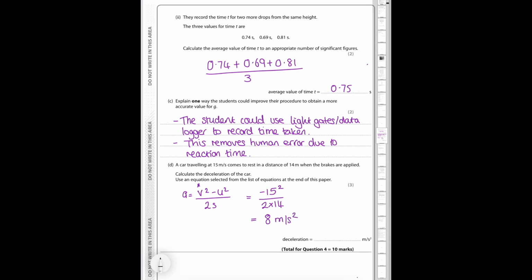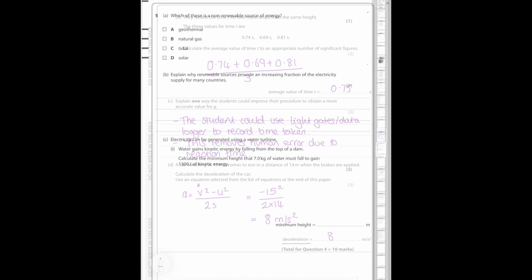So the deceleration is 8 meters per second squared. Now, if we were writing it as acceleration, then we would put minus 8 meters per second squared. But because we're giving it as a deceleration, it's 8 meters per second squared.